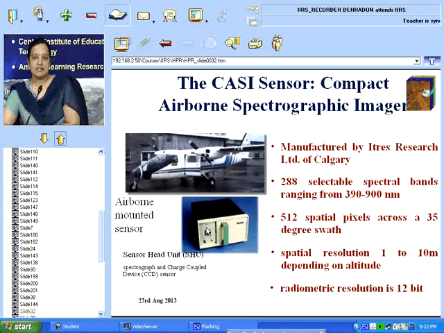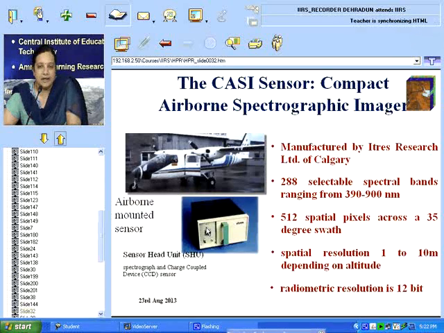This is the instrument, that is the Compact Airborne Spectrographic Imager, which again is an airborne sensor, which we saw with 288 bands, and the variable spatial resolution from 1 to 10 meters depending on the altitude, by the firm from Calgary.